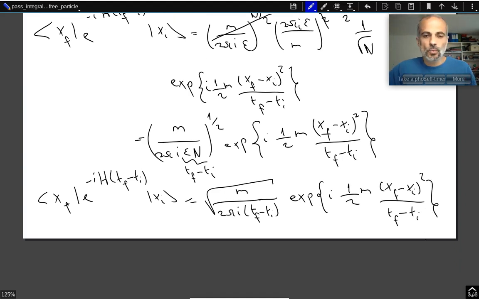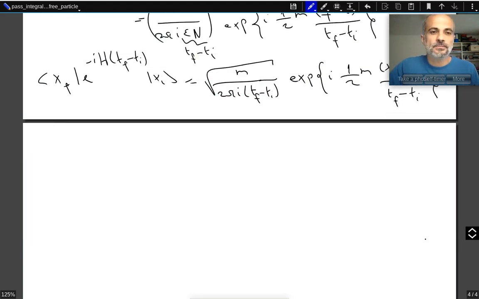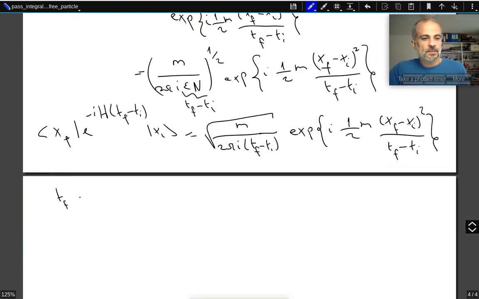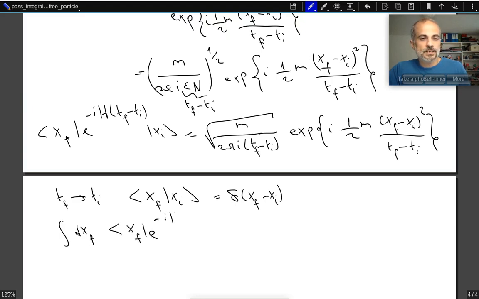Now let's just do one consistency check of our result. You see, if tf goes to ti, we are left on the left hand side with xf xi, which should be Kronecker delta xf minus xi. So if we integrate over xf, this xf e to the power minus I h tf minus ti xi, and then if we take the limit as tf goes to ti, this should be 1. Let's see if it works.